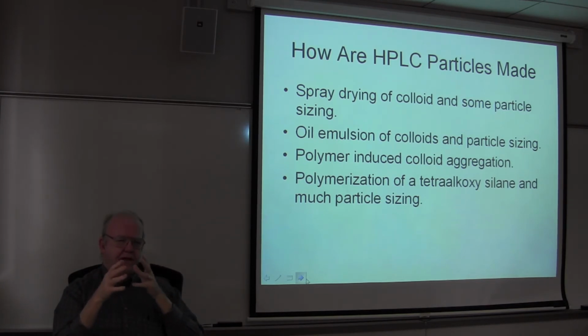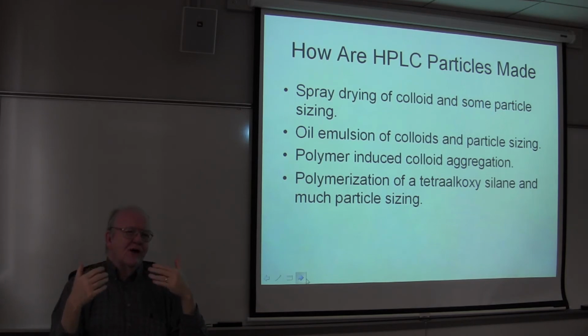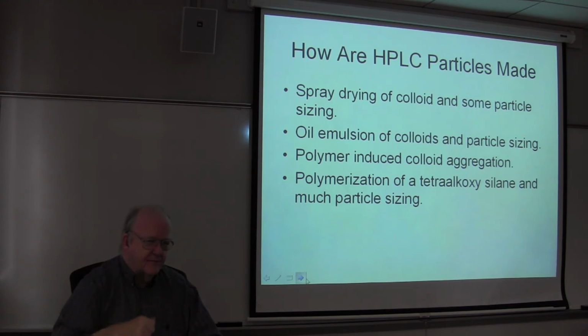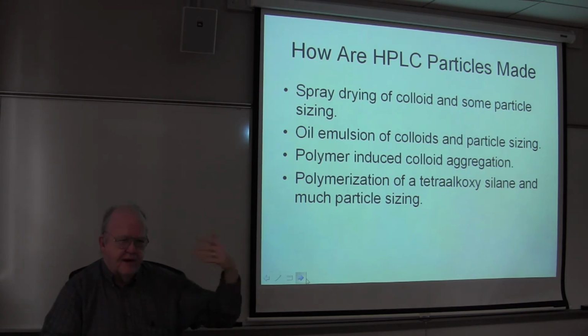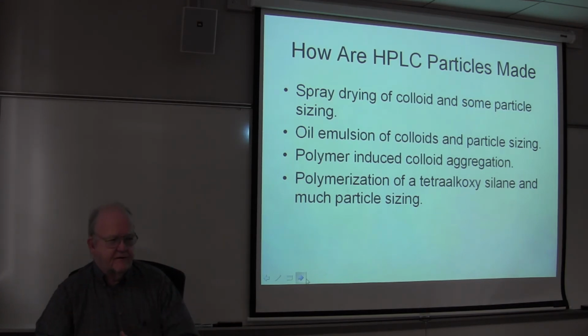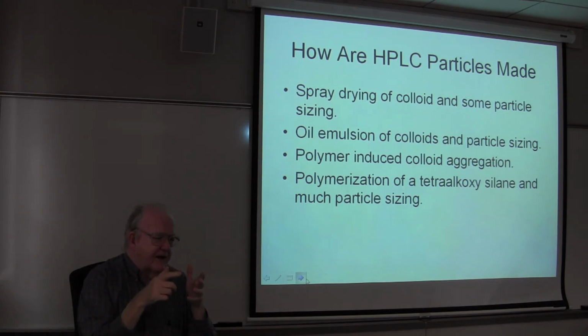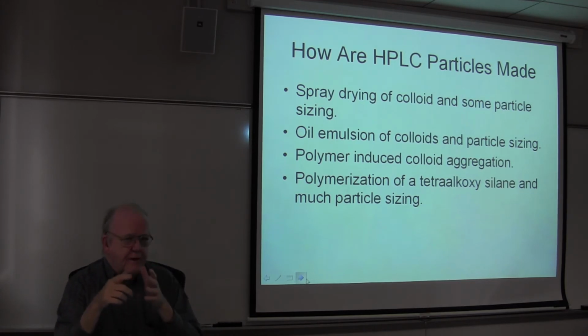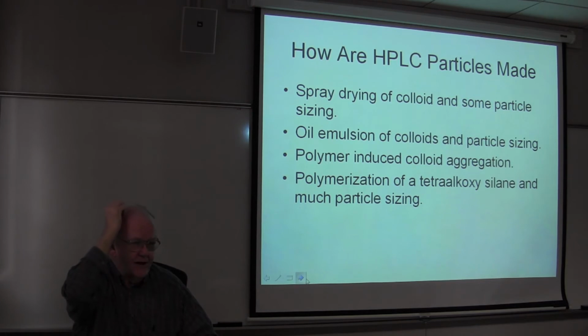The problem is the particles are not all exactly the same size. If you control the spray drying really well, you can get reasonably monodispersed particles, but normally not good enough for HPLC purposes, so you have to size the particles. You've got to go through an additional step. So you make the particles, but then you size them to the size you want. 3 microns, 5 microns, 10 microns. Of course, you don't get exactly 3, 5, and 10. You get 3 plus or minus a half. You get 5 plus or minus maybe 0.8. You get 10 plus or minus 1 micron. There's always some polydispersity to the particle size.